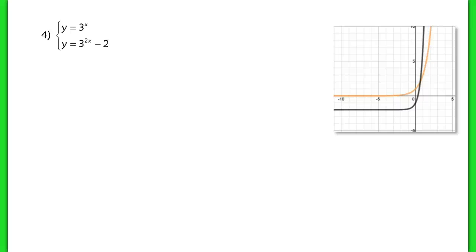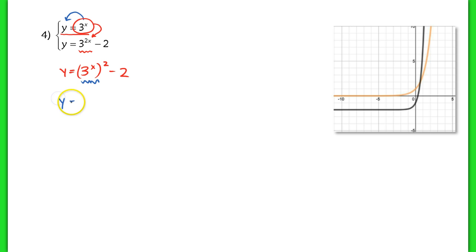So I know that if y equals 3 to the x, I can substitute that into the other equation here, but I need to rewrite this so that I'm able to do that substitution. So I'm going to rewrite that second line as 3 to the x squared instead of 3 to the 2x minus 2. Okay, now this can be substituted in. Remember, 3 to the x is the same as y.